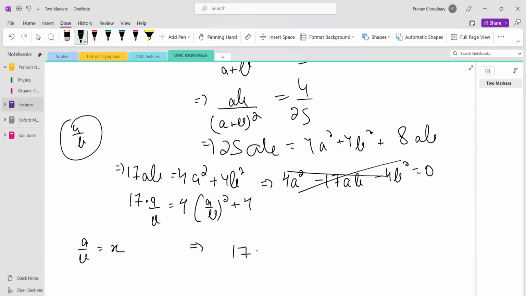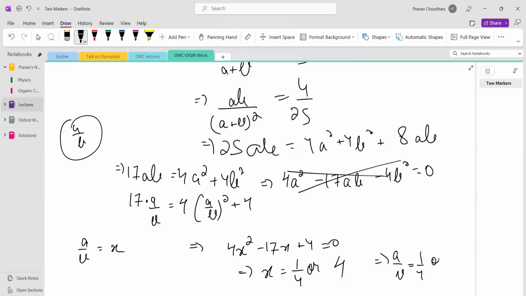So this implies 4x square minus 17x plus 4 should be 0. And from here you get x equals 1 by 4 or 4, which implies a by b is either 1 by 4 or 4. Now see, we are given a is greater than b, which means a by b must be greater than 1. So the answer should be 4.